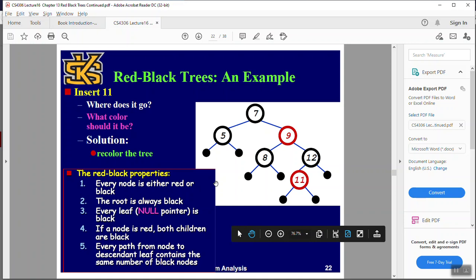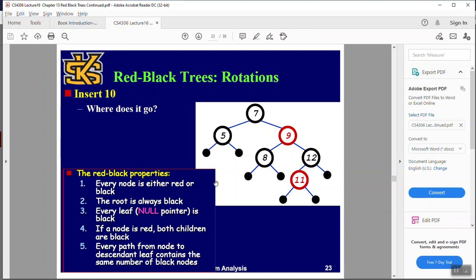Okay, but this is intuitive and short for a small red black tree, but it is a little bit complicated for a large red black tree. So don't worry, we will see how we resolve this.